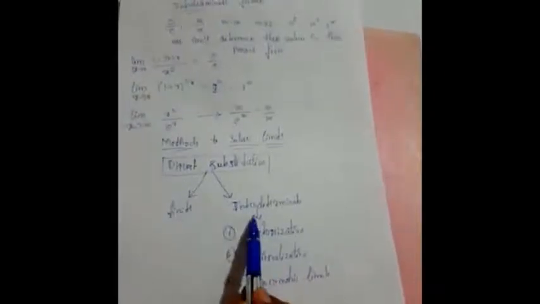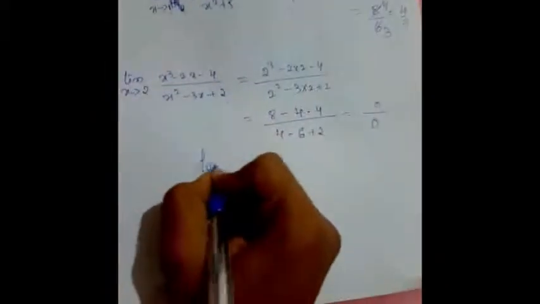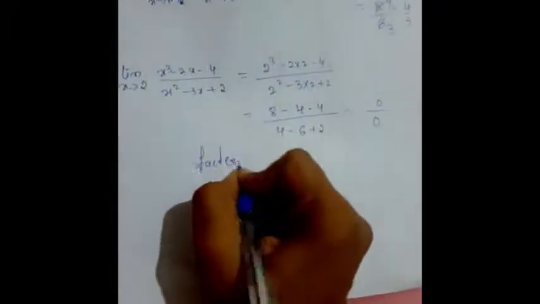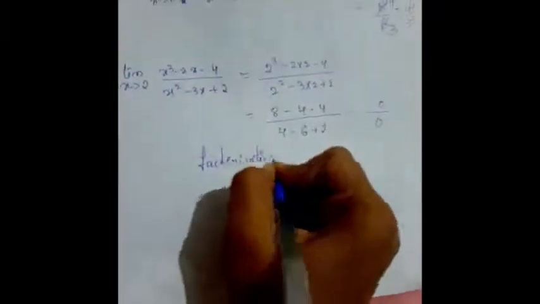If you get 0 by 0, it means this is an indeterminate form. Then what would be the limit of this function? Think. If you get a finite value, then okay. If you get an indeterminate form, there are so many methods to solve. If I do the factorization method, I will pick what? The factorization method.